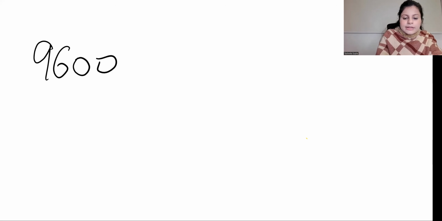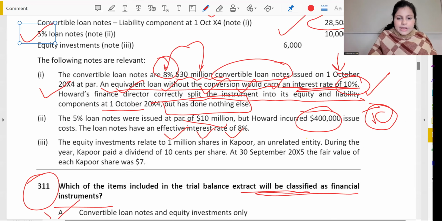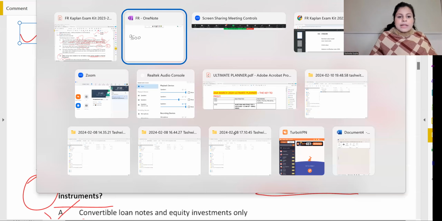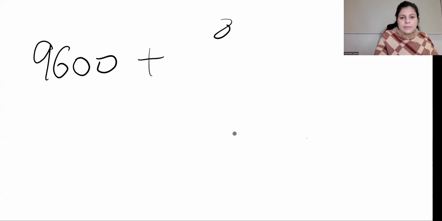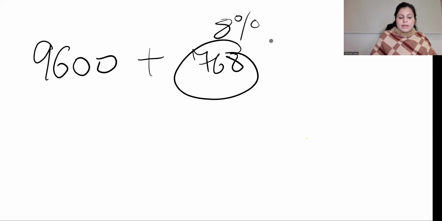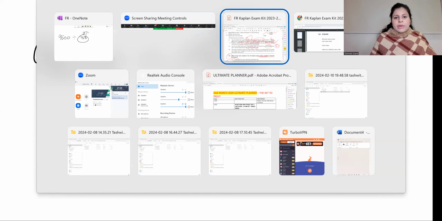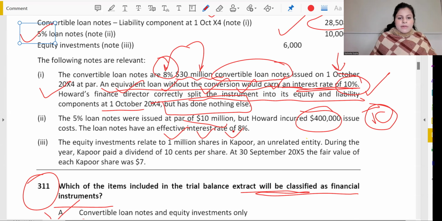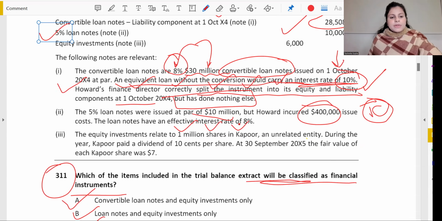My interest rate is how much? Effective interest rate in the second loan note is given as 8%. What is 8% of this? 768. So that's what they're asking me. They're asking me total finance cost. So what would be my finance cost? 768 relates to this 5% loan note.